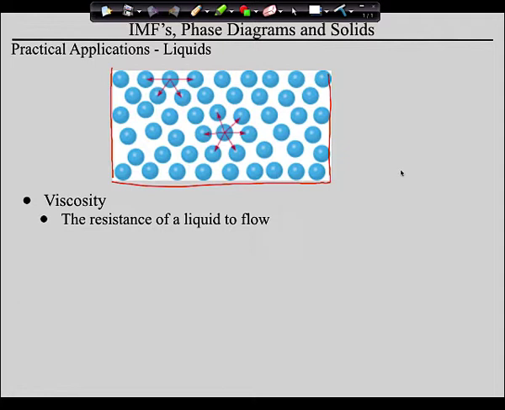Which means you should immediately have a problem with water. Because guys, water is wildly polar, hydrogen bonding, right? So what do you know about the intermolecular forces in water? Crazy strong. But what about the viscosity of water? It flows like water, right? Do you see the problem?